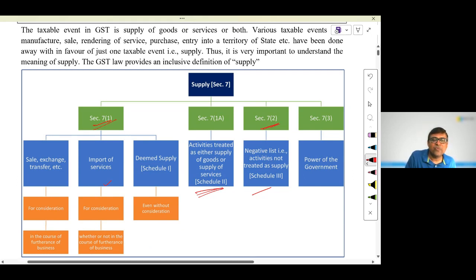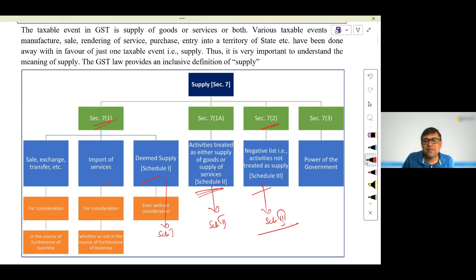Section 7.1, which provides an inclusive definition of supply, also provides a deeming provision. That means these transactions, even though certain conditions are not fulfilled, are deemed as supply. These are covered in Schedule 1. The clarifications are given in Schedule 2, and the negative list is covered in Schedule number 3. We will try to discuss each and every aspect of the supply.